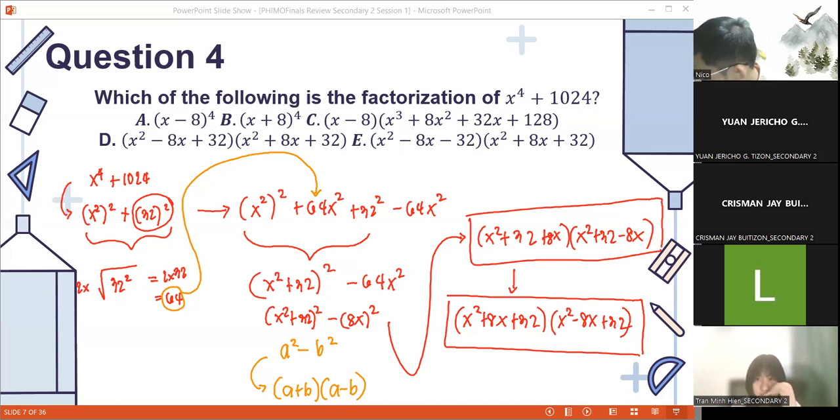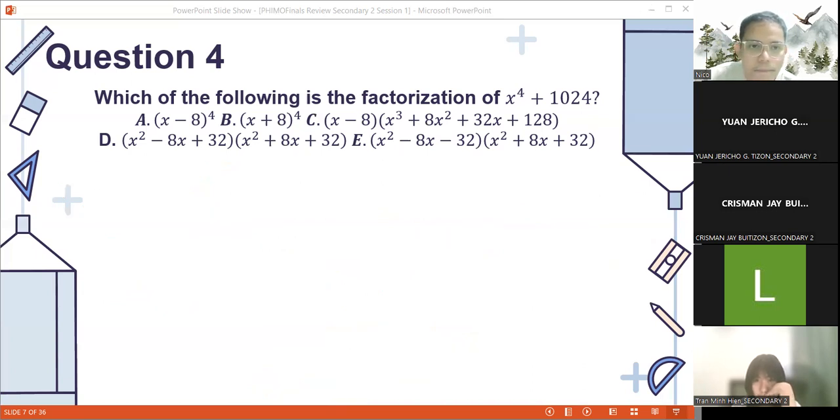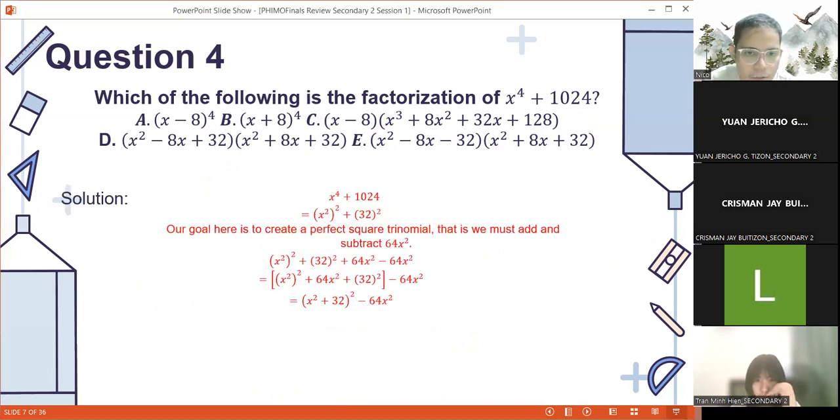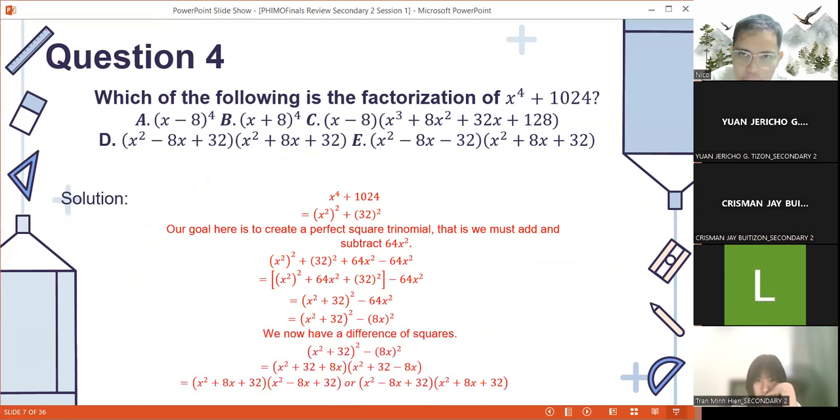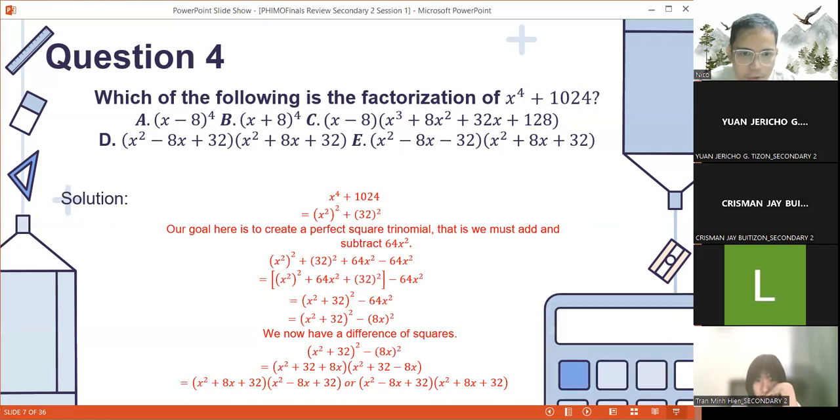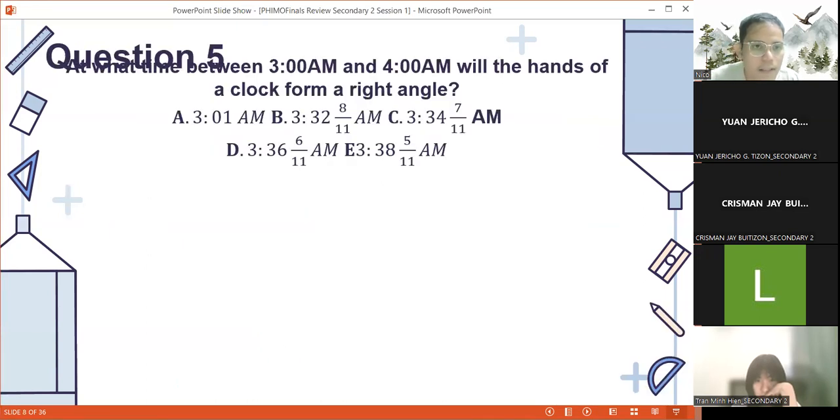Okay, let's have number 5. So there's a copy here, as a copy of solution. So I think it's just the same as my solution, right? Okay, let's have number 5. Oh, it's blocking the writing.